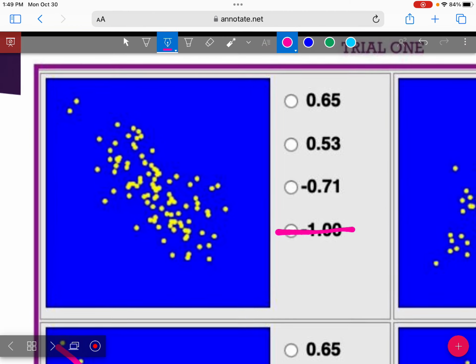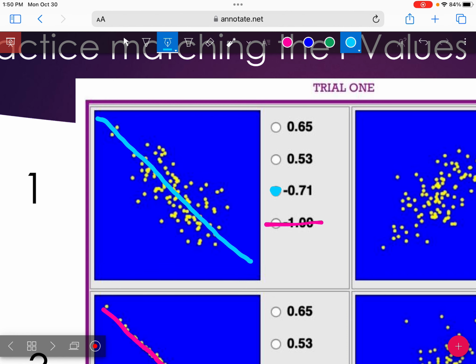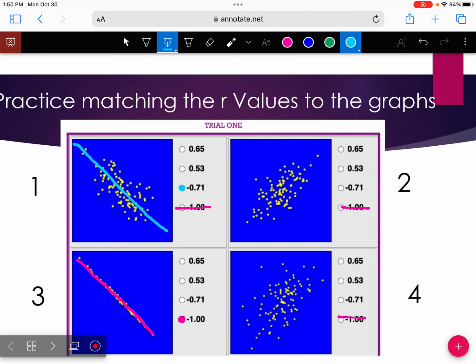So then let's look at number 1. Which of these numbers might fit this graph? Negative 0.71. Because this one, again, if I try and eyeball a line of best fit, is going to give me a downward slope. So we know its R value has to be negative. So we know it's not on either of these.